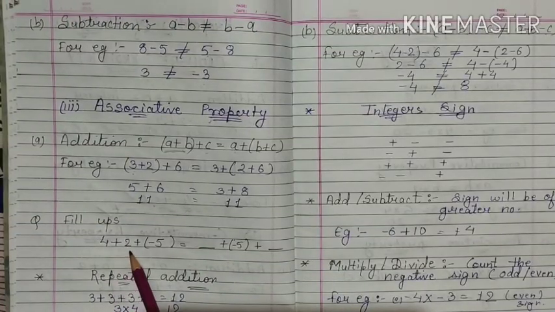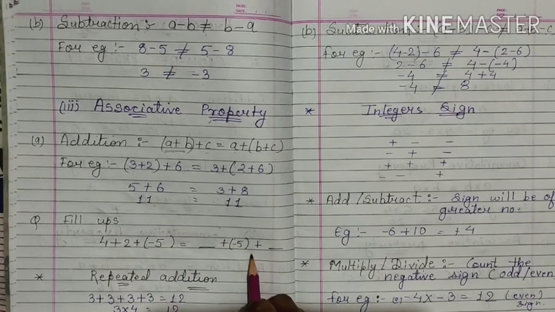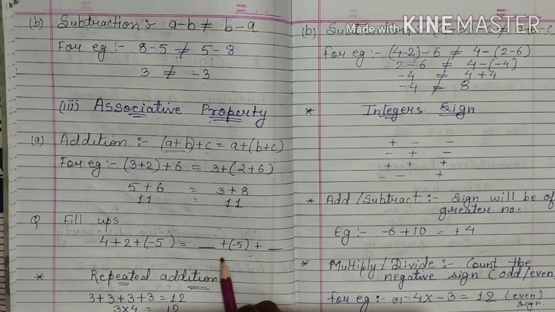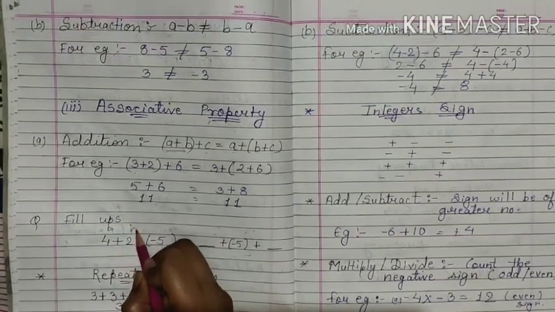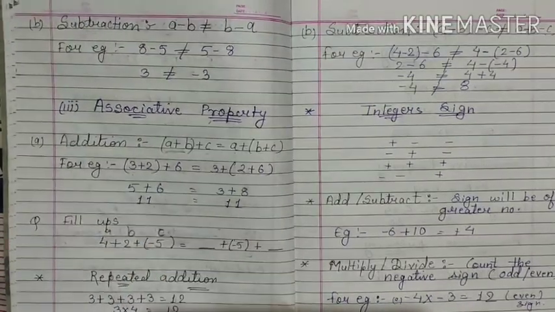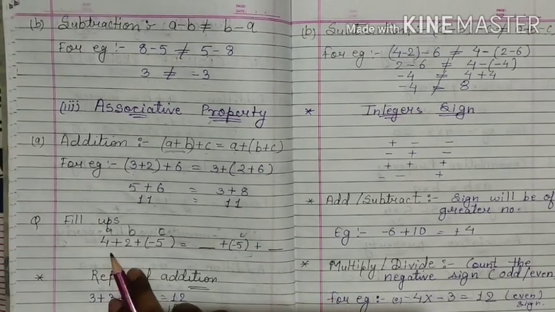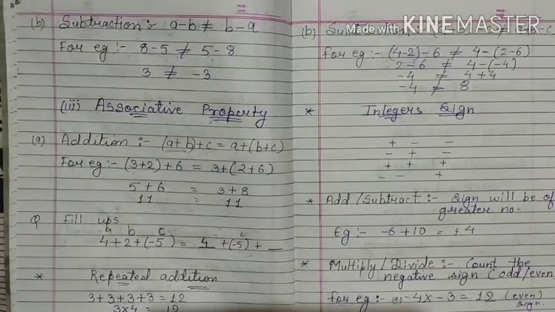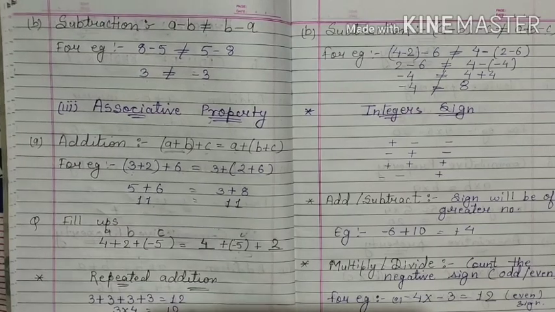4 plus 2 plus bracket minus 5. You have to complete the RHS and it is of associative property. This is A, B and C. C is given. We have to put A and B. You can write 4 and 2. Then they are equal.